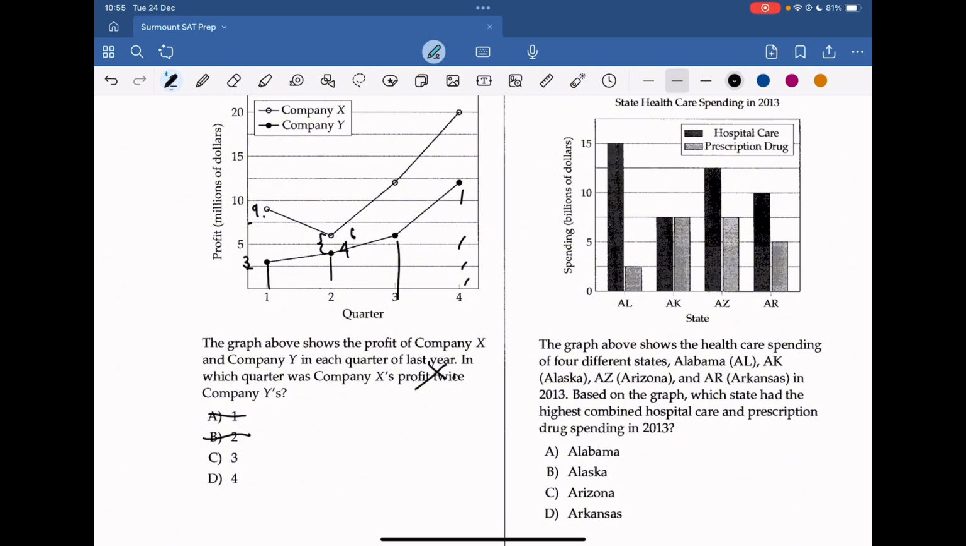If you look at 3, this seems to be around 6, and for company X it seems to be around 12ish. So the answer should be C.